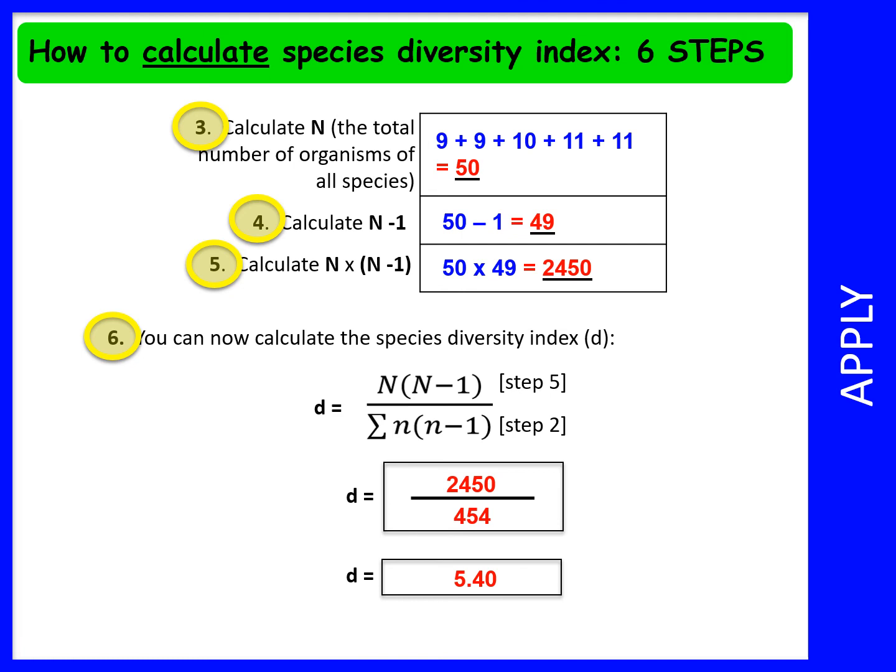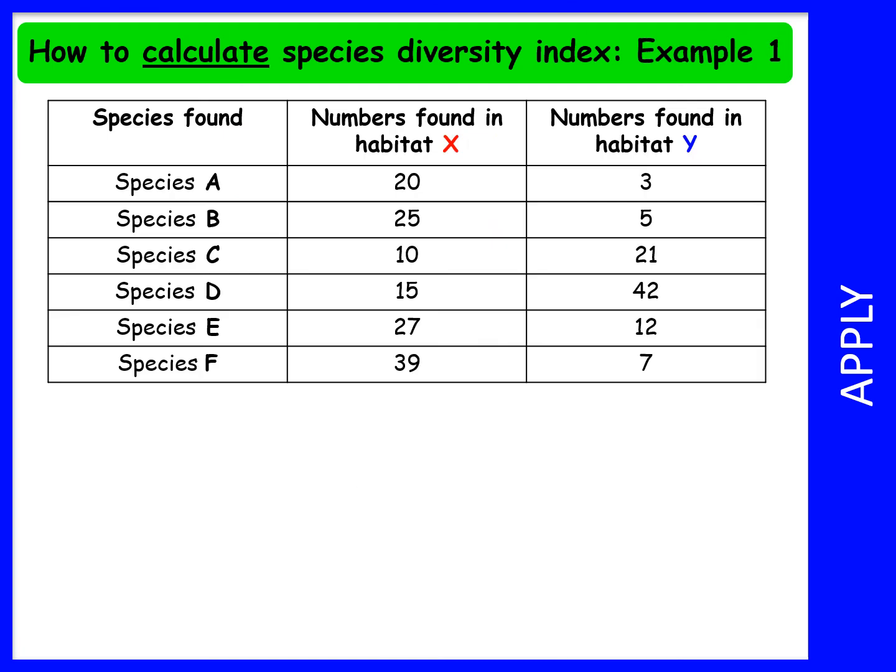Now, if we had a different area that we wanted to do index of diversity for, we can do exactly the same process for the second area. So we could work out the index of diversity for 2 different areas or 2 different communities of organisms. I'll let you pause the video, and you can have a go at this and calculate it for habitat X versus habitat Y.